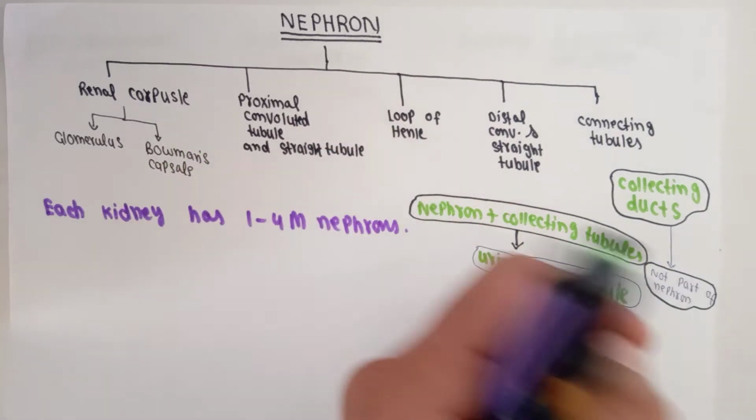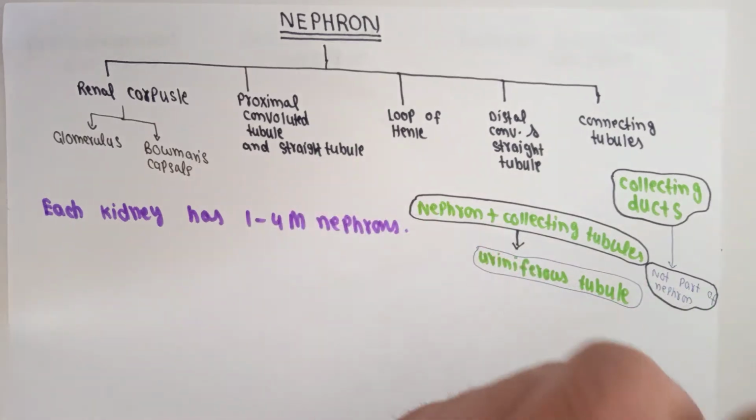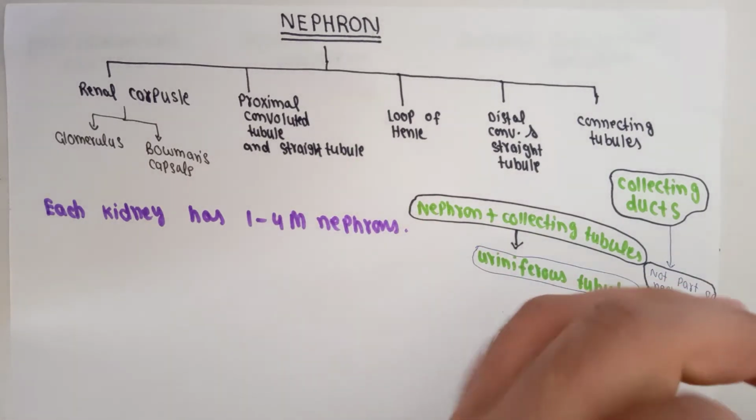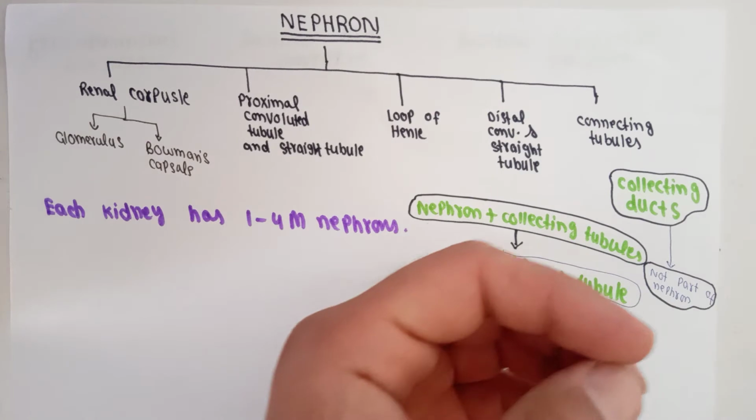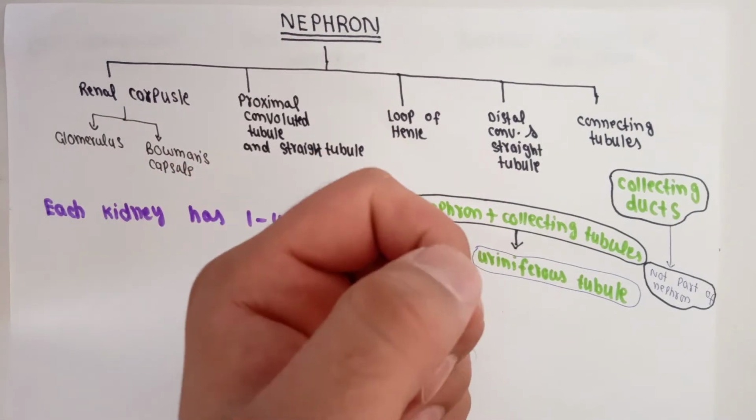So dear students, today in this lecture we will discuss the basic components that are present in the nephron. And what is the nephron? Nephron is the basic structural and functional unit of the kidney. Kidney is the main organ of the urinary system, which consists of small units which are called nephrons.